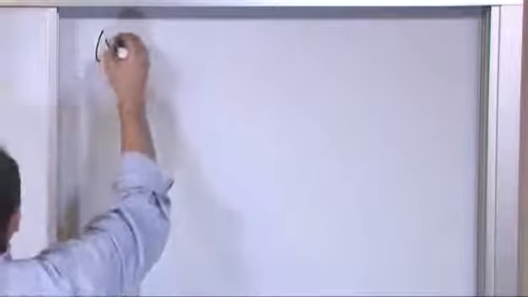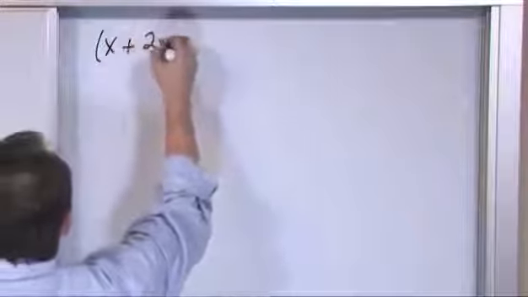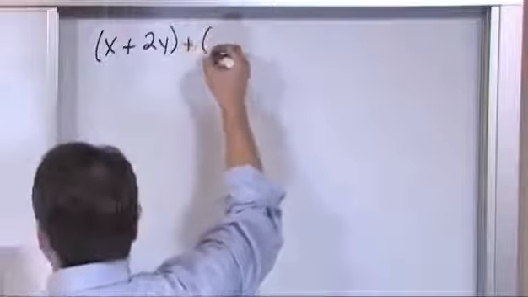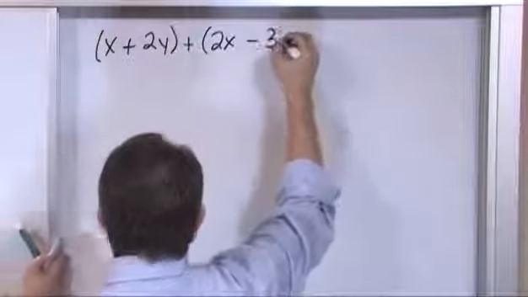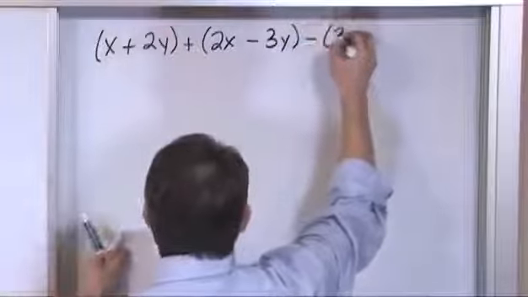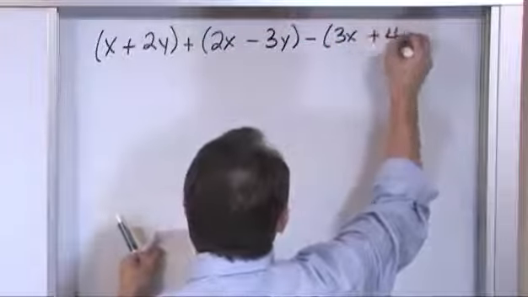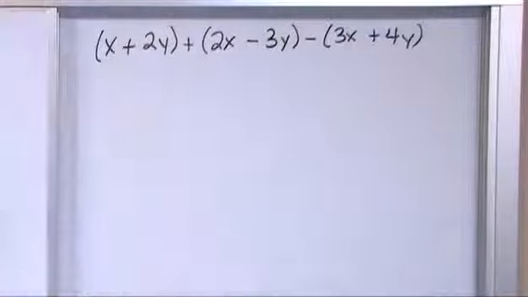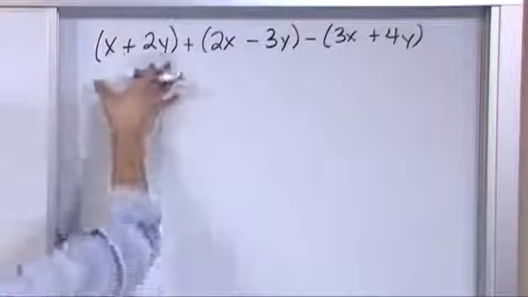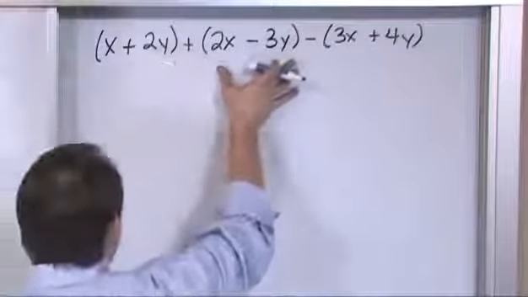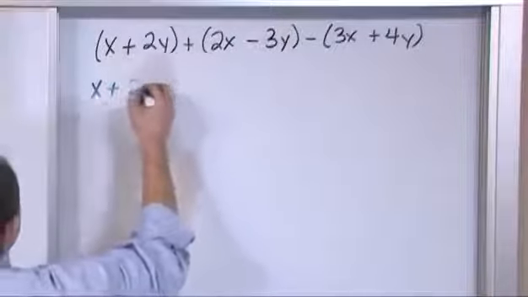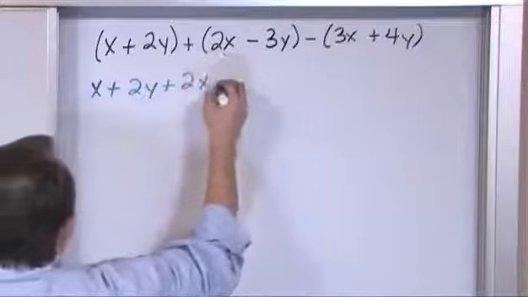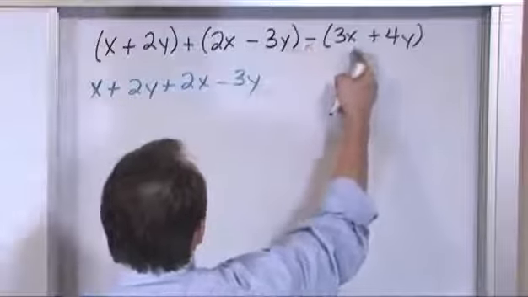What if I have x plus 2y plus 2x, actually let's make it a minus 3y minus 3x plus 4y. So you see, this process can be applied to anything you're adding together. And here we have 3 terms. These guys don't really matter as far as parentheses go because I have a plus sign. It's like distributing positive 1, so I can just rewrite those. x plus 2y plus 2x minus 3y. But when I get to here, I need to distribute this negative 1 in.